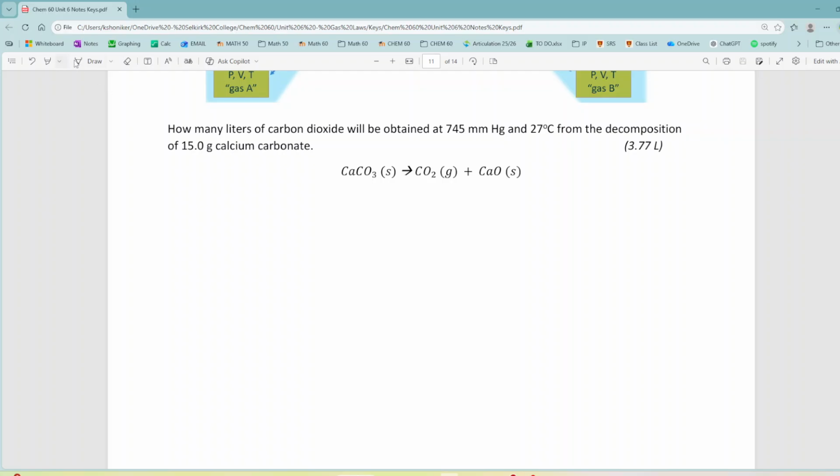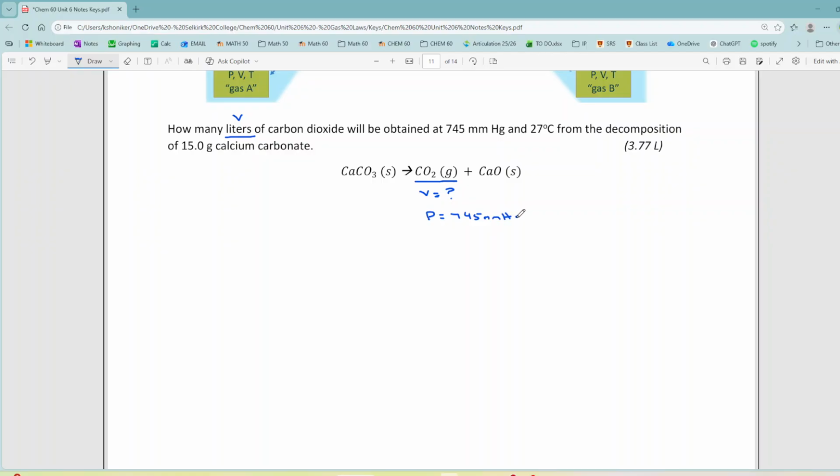This question says, how many liters of carbon dioxide will be obtained? When we're talking about how many liters, I know I'm talking about volume. So for carbon dioxide, they want to know the volume obtained or produced at a pressure of 745 millimeters of mercury. Hopefully you're in the habit now where as soon as you see millimeters of mercury, you just change it. So I'm going to go that 1 atmosphere is 760 millimeters of mercury, and that'll give me some pressure.